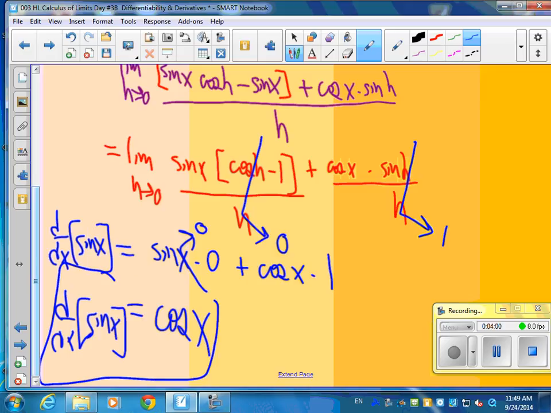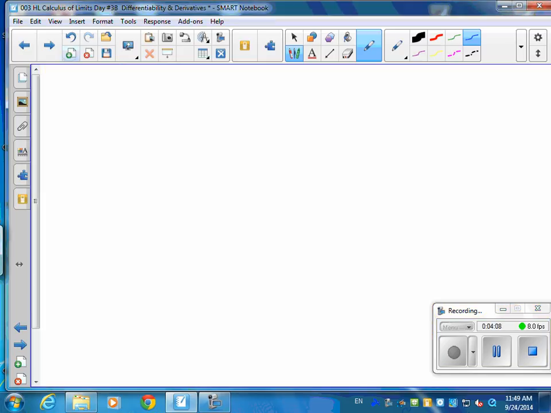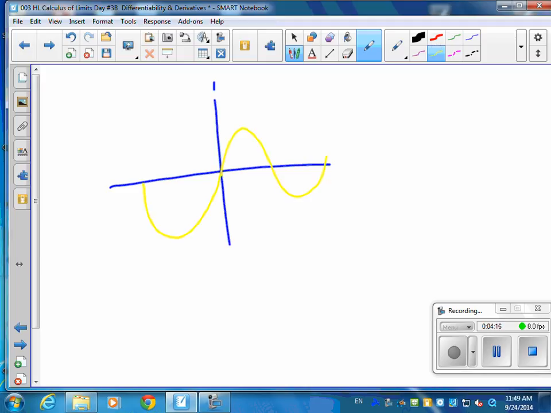And I don't know about you, but I get these mixed up sometimes. So here's how I keep them straight. Here's a drawing of the sine of x. Okay. What's the slope at 0? The slope at 0 is 1, isn't it? So what's the cosine of 0?